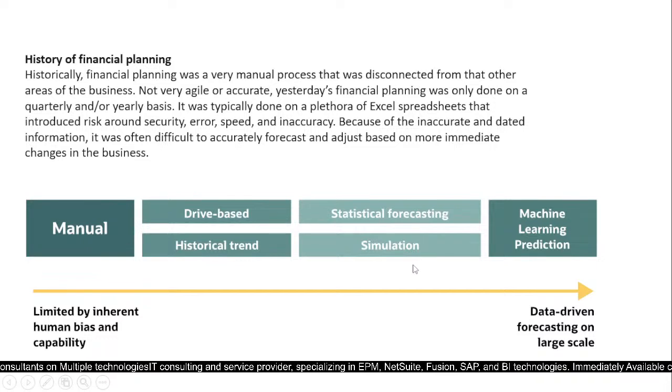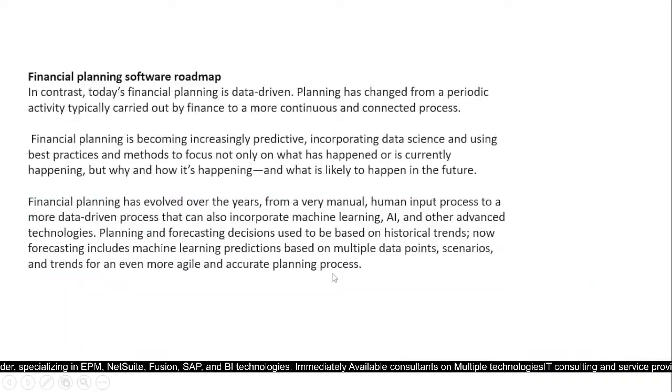Every time we talk about any kind of planning, we think there should not be any kind of human errors, and there should not be any kind of complexity. We all want very simple things in our day-to-day life. That is why it is designed to be simple and more agile. So let's talk about a financial planning software roadmap. In contrast, today's financial planning is data driven. Let me show you in my application.